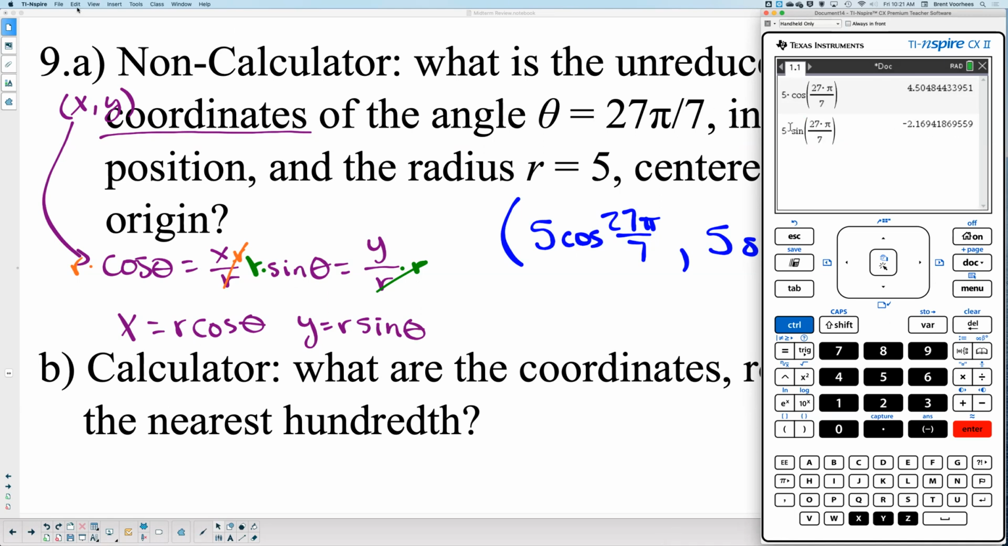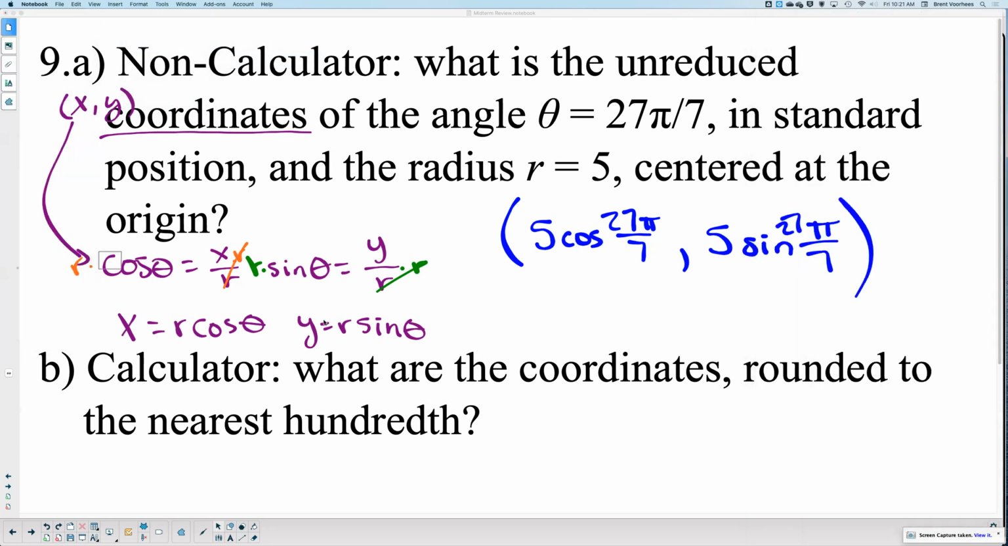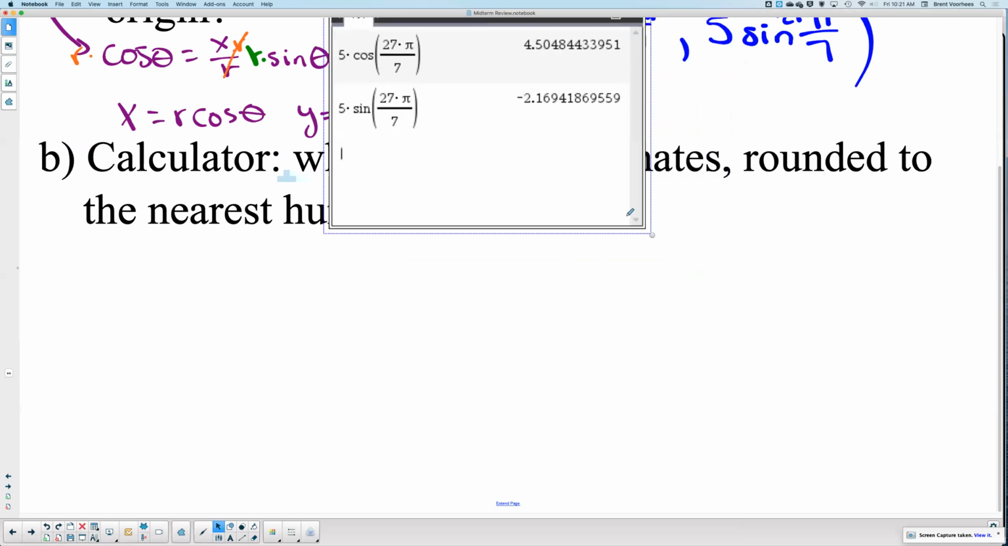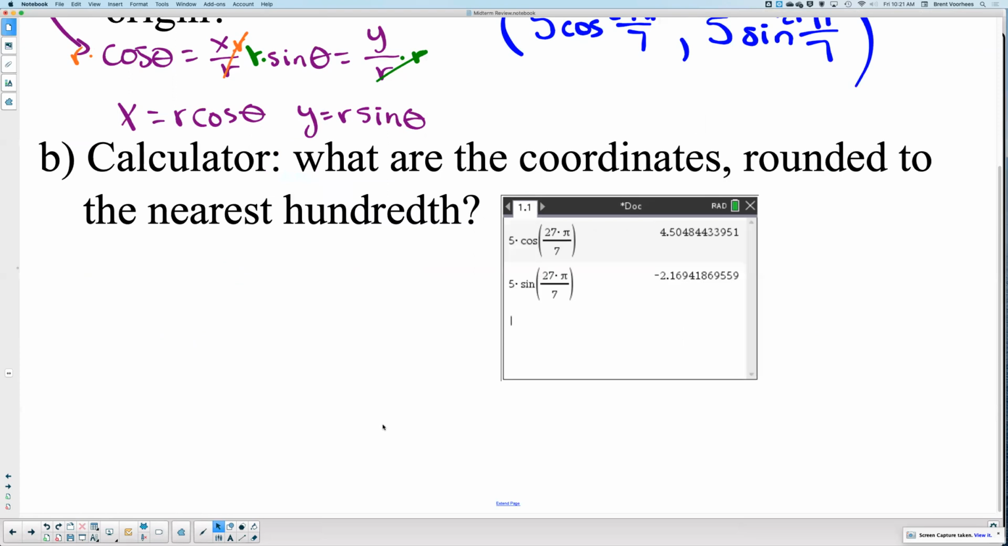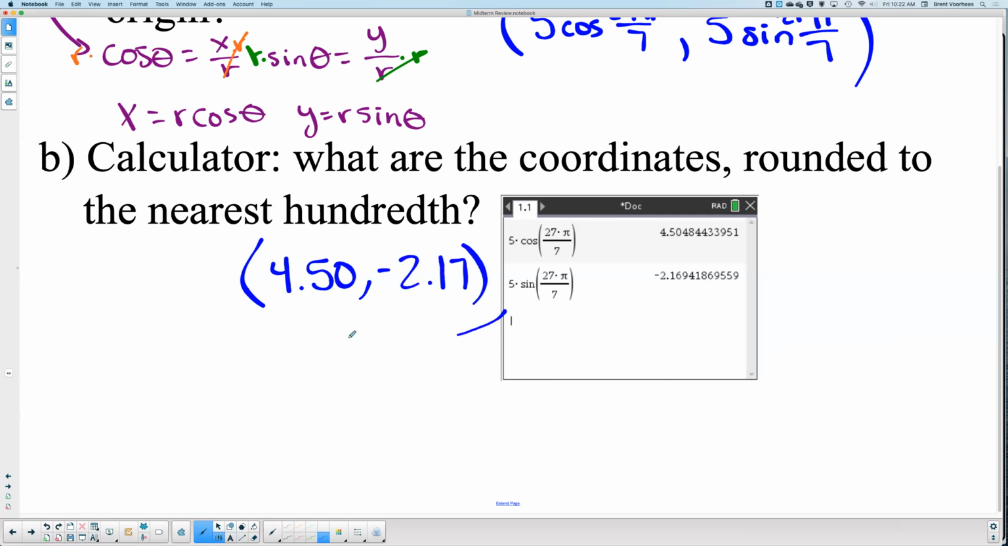Oh, round to the nearest hundredth? Thank you. -2.17. So rounded to the nearest hundredth, what are you saying X should be? 4.50 or 4.51? 4.50. If it's 4.50, we could just leave it as 4.5. Okay, and then the Y? -2.17. There's your coordinate right there.